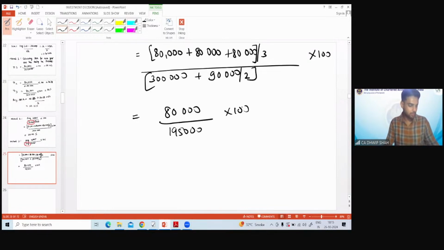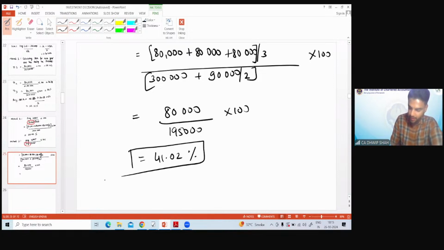80 divided by 195 into 100 is 41.02%. So this is method 3 of calculating ARR. From an examination perspective, you are free to use any of the methods, but you just need to mention in the note that you have calculated ARR based on original investment.